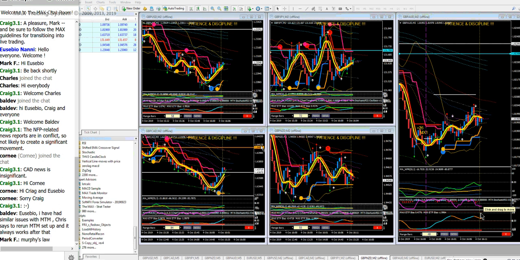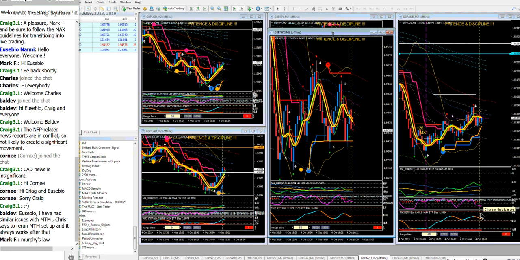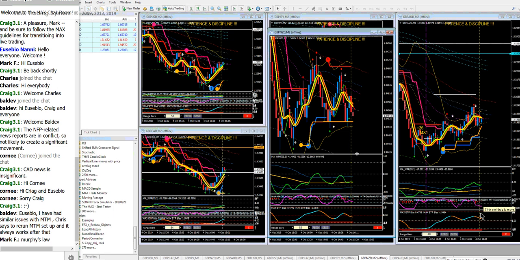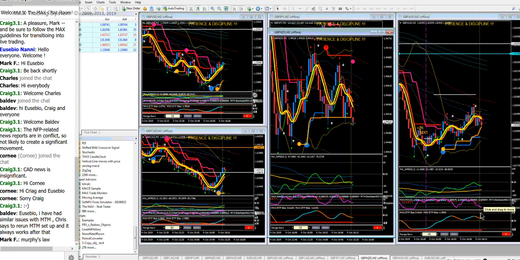Is it a valid one? The bias is not clear. No, it's not a valid one. The bias is up, so not a valid setup here. Now we have another one which is now a valid setup, but as I have said, I will not take it because of the pound Aussie.